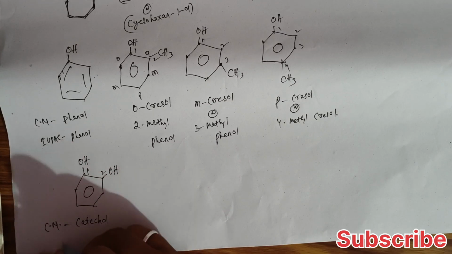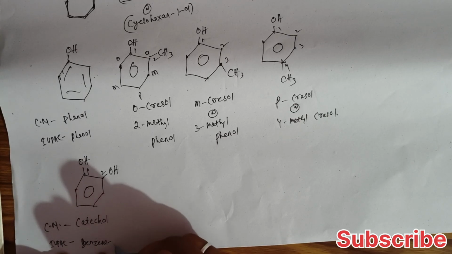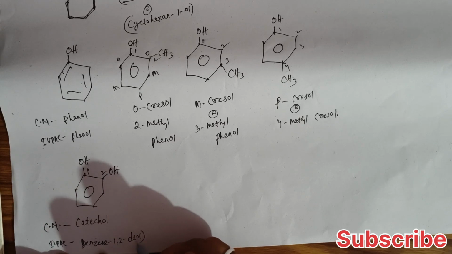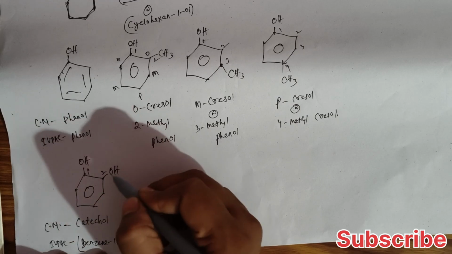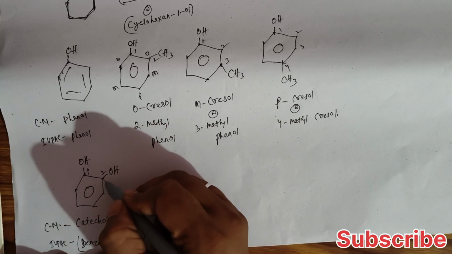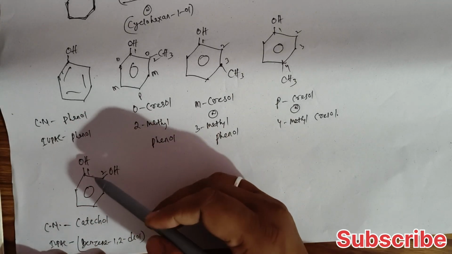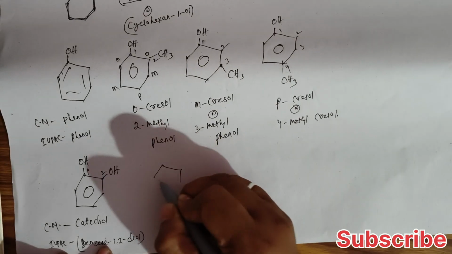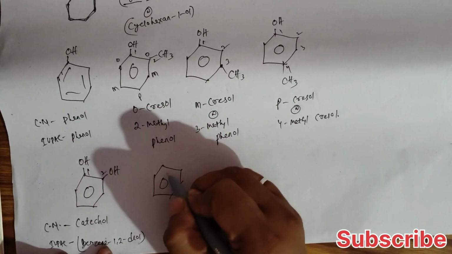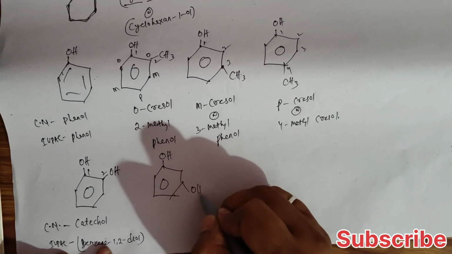Catechol. Clear? What will be its IUPAC name? IUPAC name is benzene 1,2-diol. Why is it benzene 1,2-diol? Because you can number like this, from here 1 and 2, or maybe 1 and 2. Both are correct. Benzene 1,2-diol.